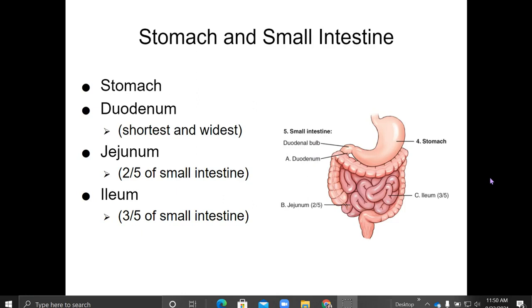The valve that separates the small intestine from the large intestine is called the ileocecal valve, and that occurs at the end of the ileum and the beginning of the large intestine. Ileocecal valve.